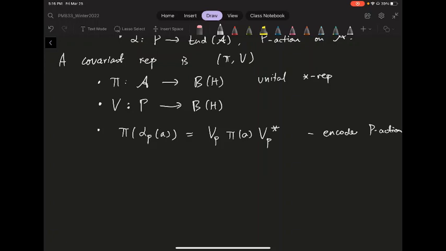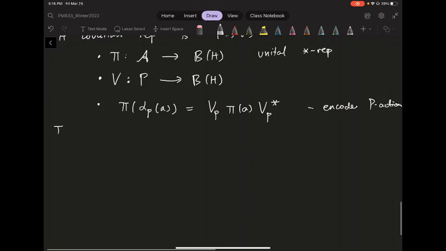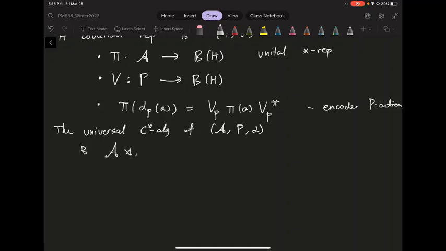And whenever you have these covariant representations, you can now build a universal C-star algebra of these dynamics, alpha P, A, P, alpha. Let's write the notation as the cross product. This is essentially the C-star algebra generated by some universal representations, I A of your C-star algebra A and I P of your semigroup P.